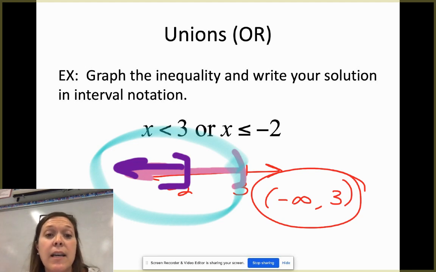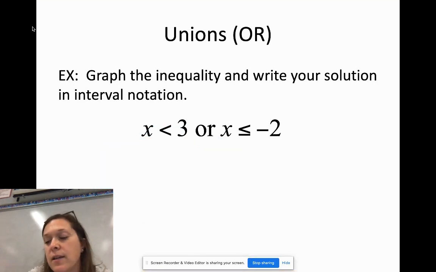Because let's think about it. If you're less than 3, aren't you then also less than negative 2? Yeah. I guess I should say it this way. If you're less than negative 2, then you're definitely less than 3, right? So if you're a number less than or equal to negative 2, it's already safe to say that you're less than 3. So that's why if we can go 3 and below, then it covers both of those intervals.